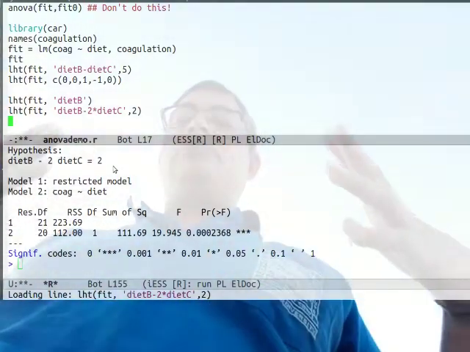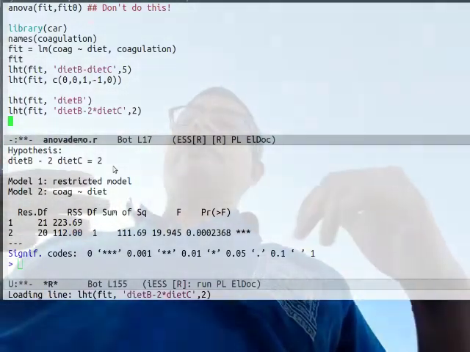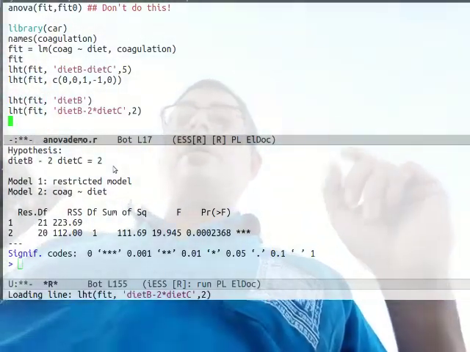Please go through chapter 3 of our book, as well as look up the help of LHT, because there are some slight nuances here and there that I have omitted.